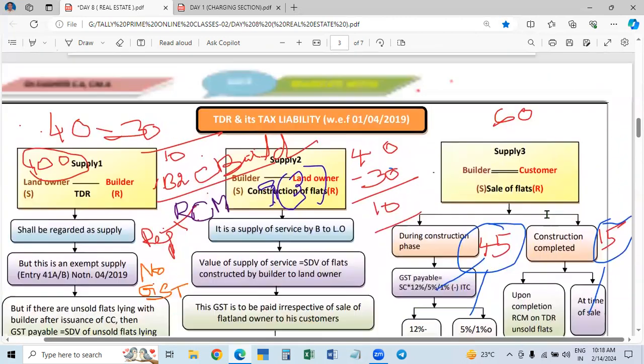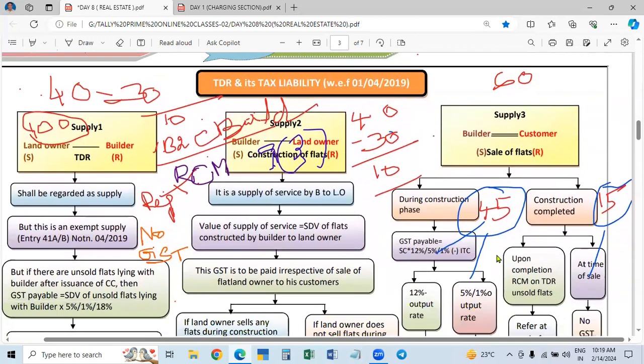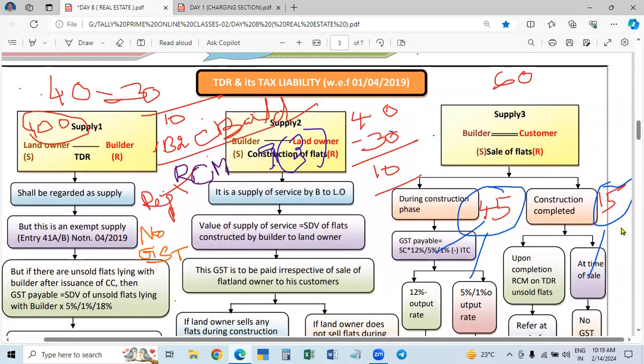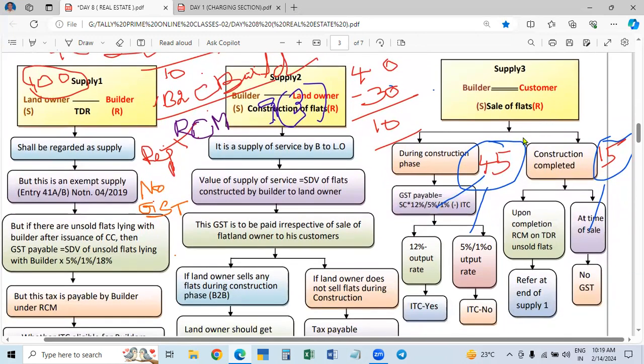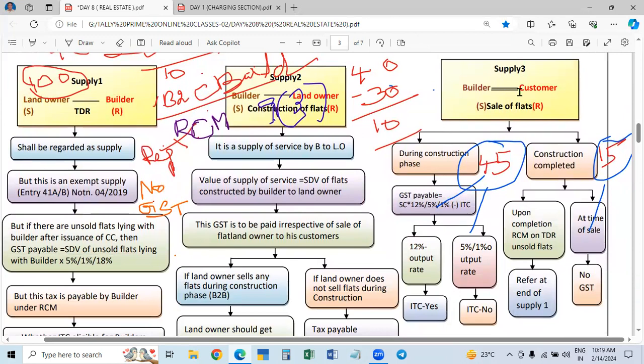Suppose he sells only 45 flats during the construction and 15 flats after completion of the construction. In this case, the builder is the supplier, he has to pay the tax, and the customer is the recipient. He will collect from the customer and pay to the government. During construction, 45 flats are sold, so GST is payable. GST is payable by the builder, but he will collect it from the customer.